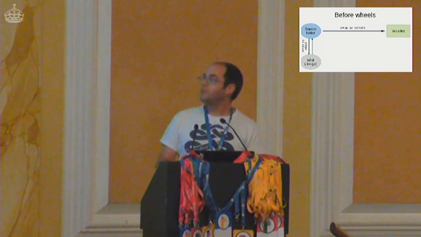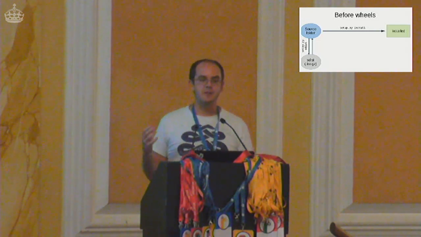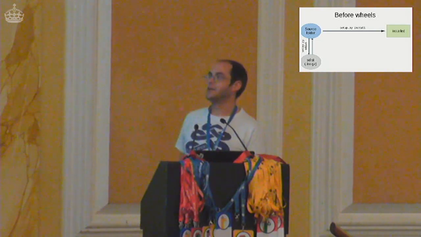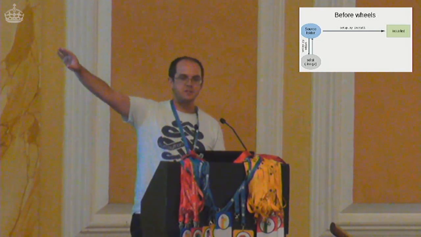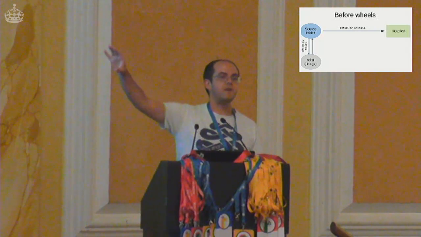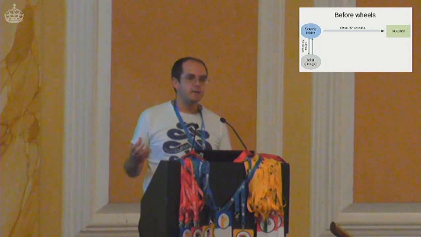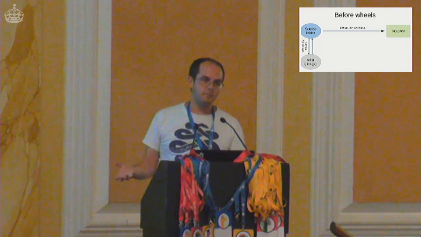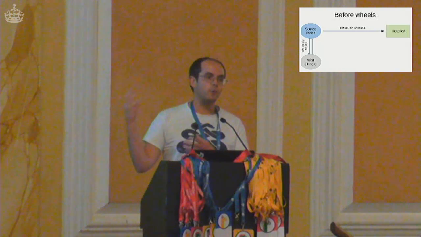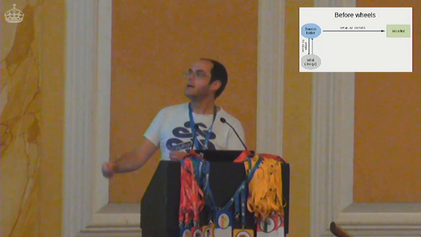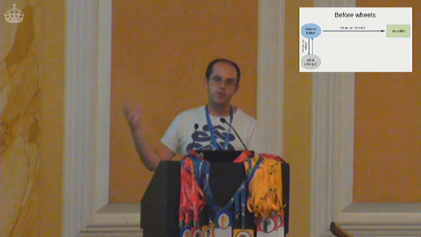So before Wheels, the distribution and installation flow would look something like this. The packager starts from their source folder where they're developing the code. They run setup.py sdist to create this tarball. On the user's computer, that gets unzipped, untarred, whether they're doing this manually or whether it's a tool like pip doing it for them. And then setup.py install is run to turn that folder into an installed package.